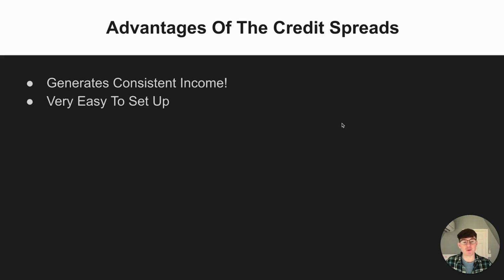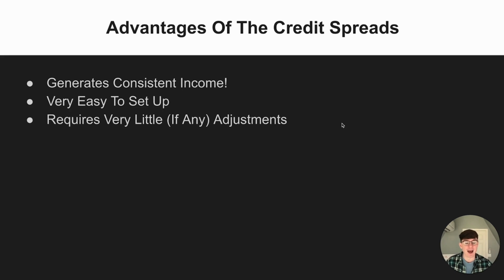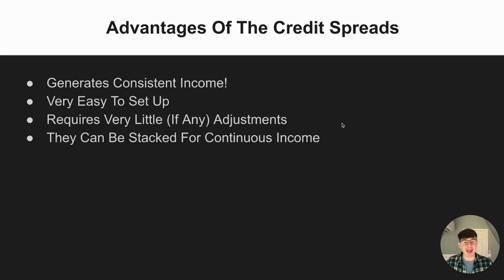It's just two options, and you don't really do anything outside of that, meaning there's very little adjustments. You just put the trade on a weekly basis, depending on your account size, and you just let it go. Now, this can be stacked for continuous income.